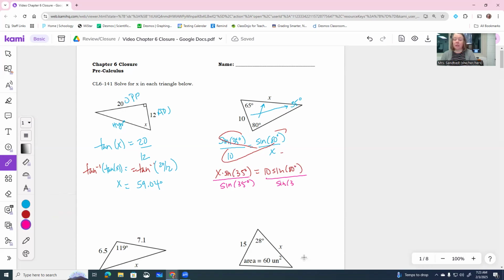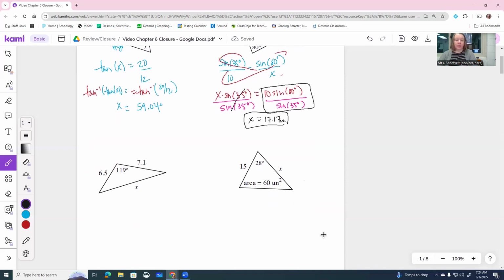I wait until the end to put this all in, because some people want to put this in and round, and put this in and round, and then divide and then round again. So you've rounded 3 times. If you just wait until the end and then put this whole thing in, you round once, and it's more accurate. Okay, so that's 17.7 units.